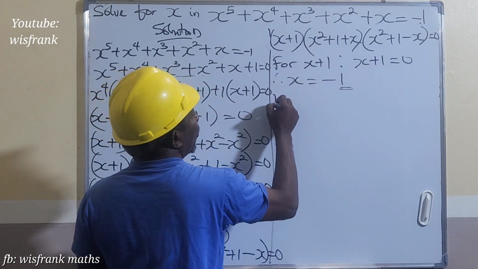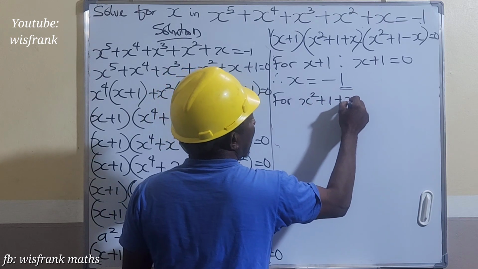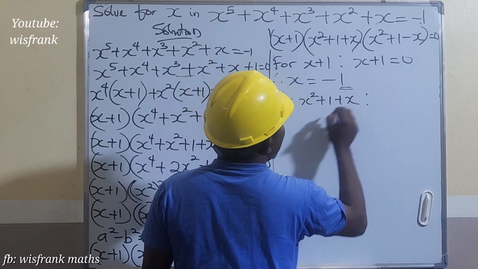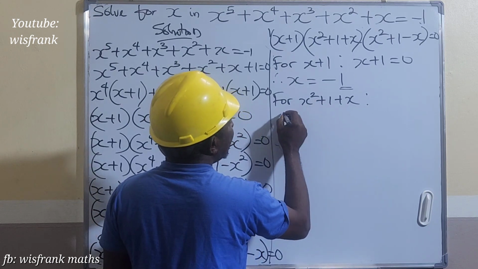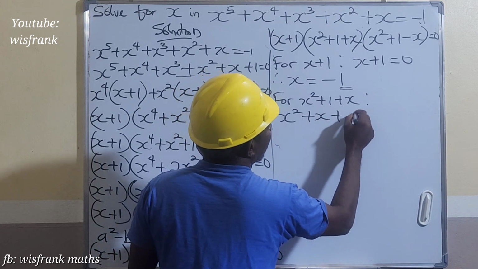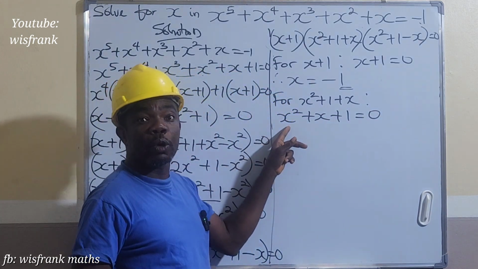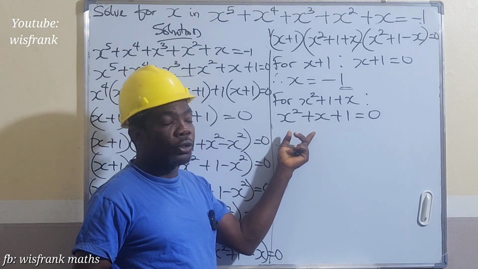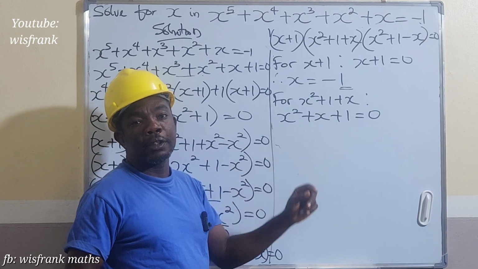Then for the second one, we have x² + 1 + x. Here, what we are going to do is rearrange this. Rearranging gives us x² + x + 1 = 0. This is a quadratic equation, and we are going to find the value of x by applying the quadratic formula.